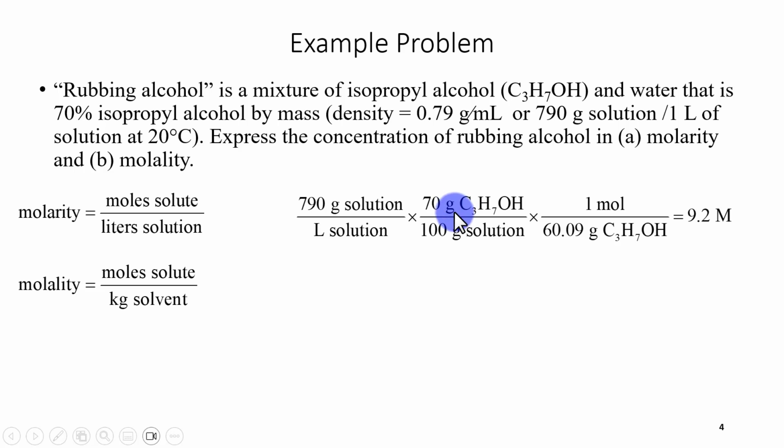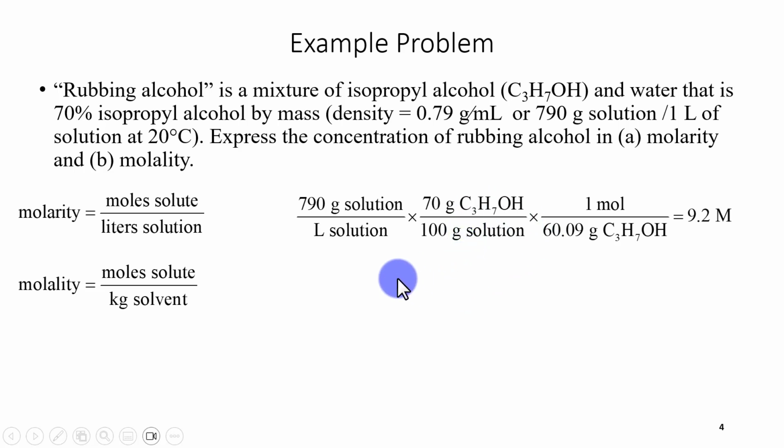Now I can convert this from grams into moles by using the molar mass of isopropyl alcohol, which is 60.09 grams. So multiply by 1 mole over 60.09 grams. The grams are going to cancel, leaving me with moles of C3H7OH over liters of solution, which really is molarity. So that gives me a 9.2 molar solution of C3H7OH.